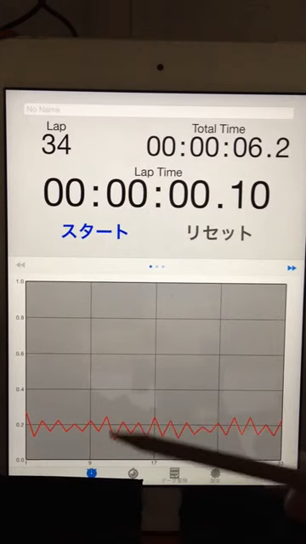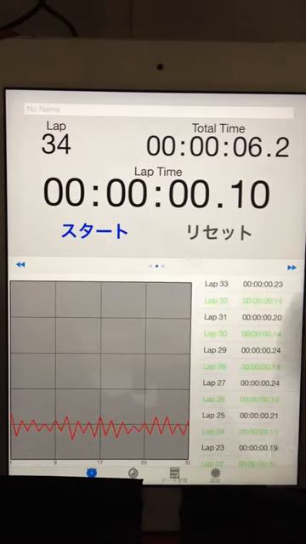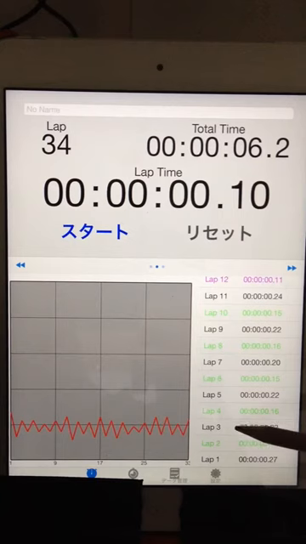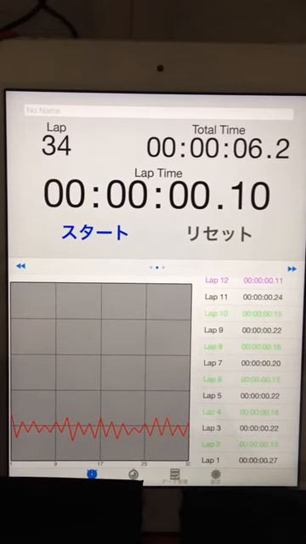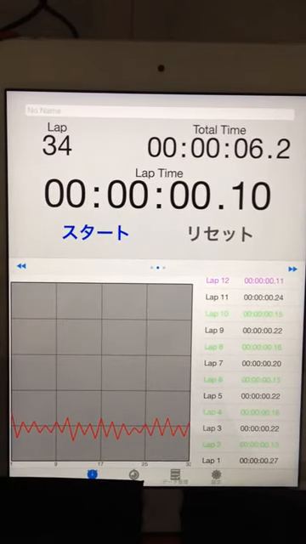And the strongest bounce is 1, 2, 3, 4, 1, 2. The difference is 0.13 seconds for 1 beat.